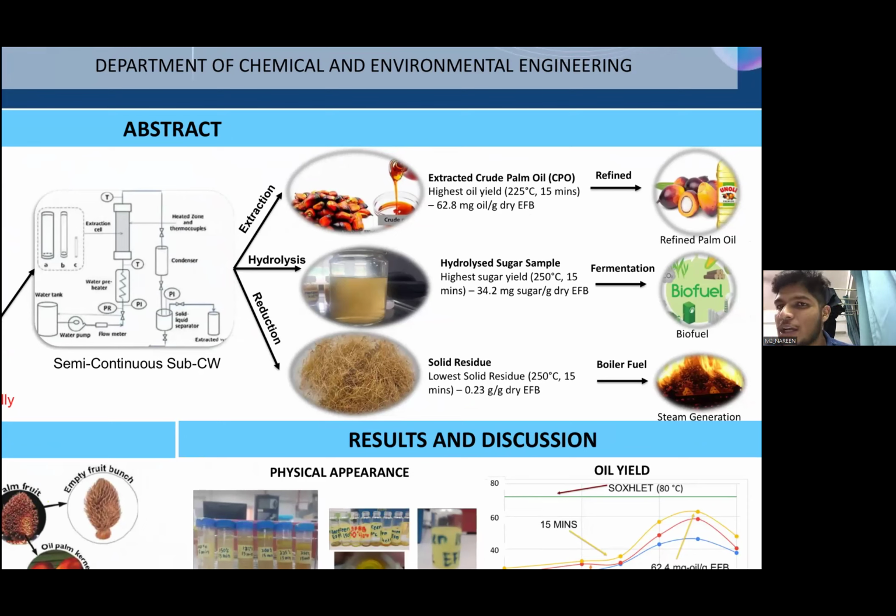Next is the hydrolyzed sugar sample. As you can see here, the highest sugar yield was 34.2 milligram sugar per gram dry EFB. And this sugar sample can be fermented to produce biofuel, which is one of the main attractions of the industry nowadays.